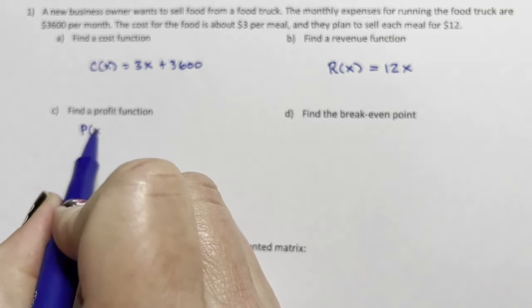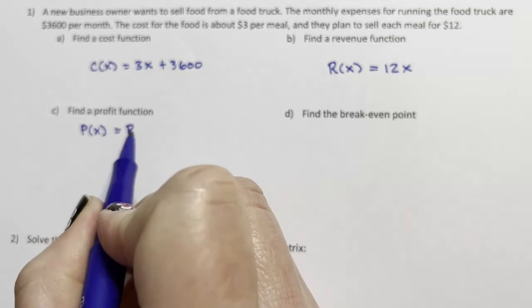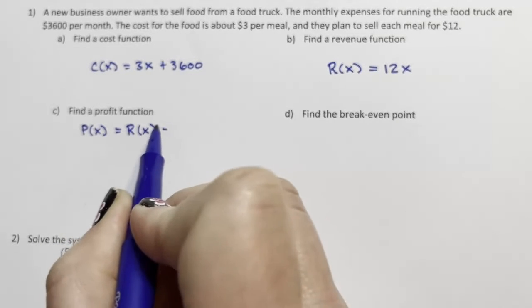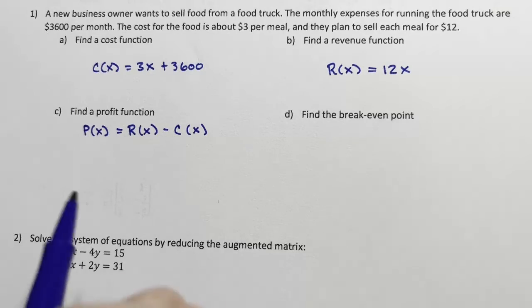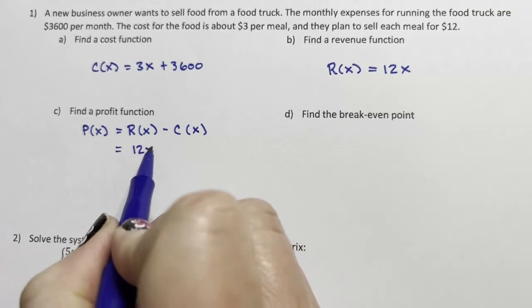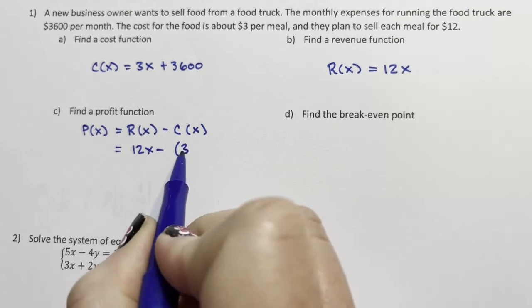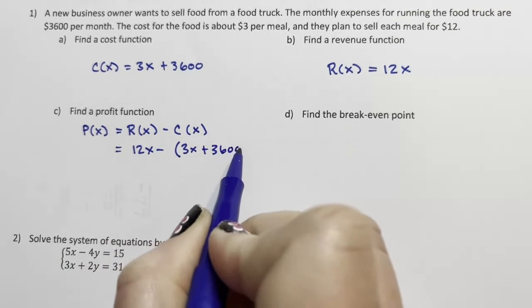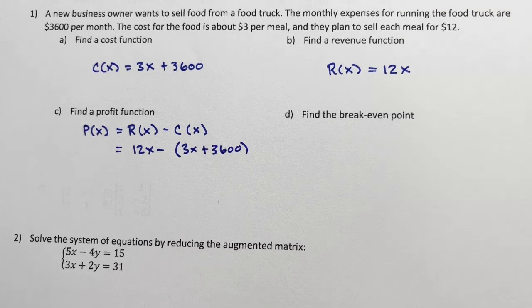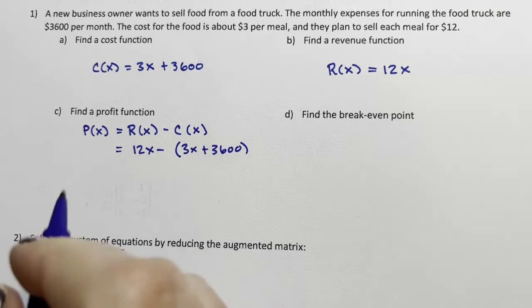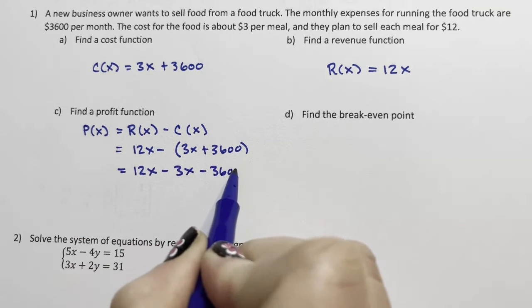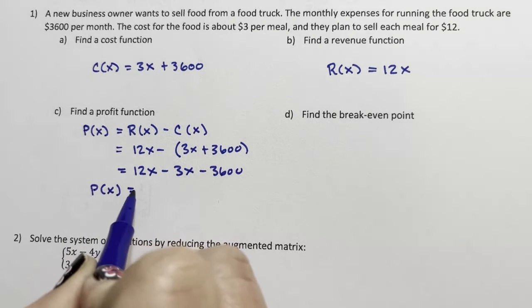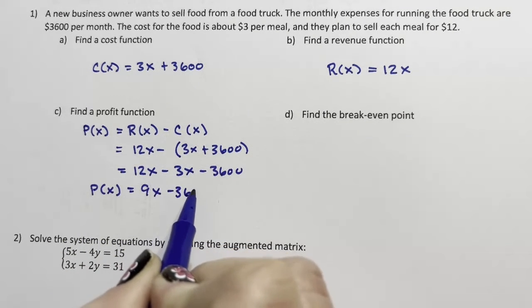Profit is the difference between these. And we want the revenue to win in the battle between costs in and out. You want to make more money than you spend. So our profit is hopefully more revenue, so we do revenue minus costs. When I calculate this, 12x minus all of, so I put this in parentheses, 3x plus 3,600, I'm not done. You're not done until you just have a simple linear, so I'm going to distribute and combine. So I'm going to have 12x minus 3x minus 3,600, and then p of x equals 9x minus 3,600.